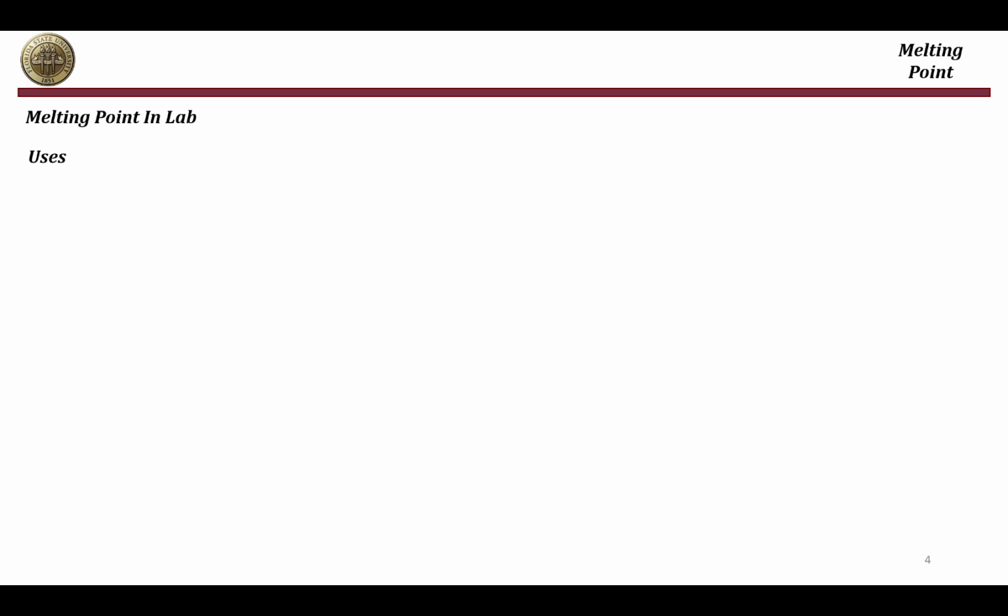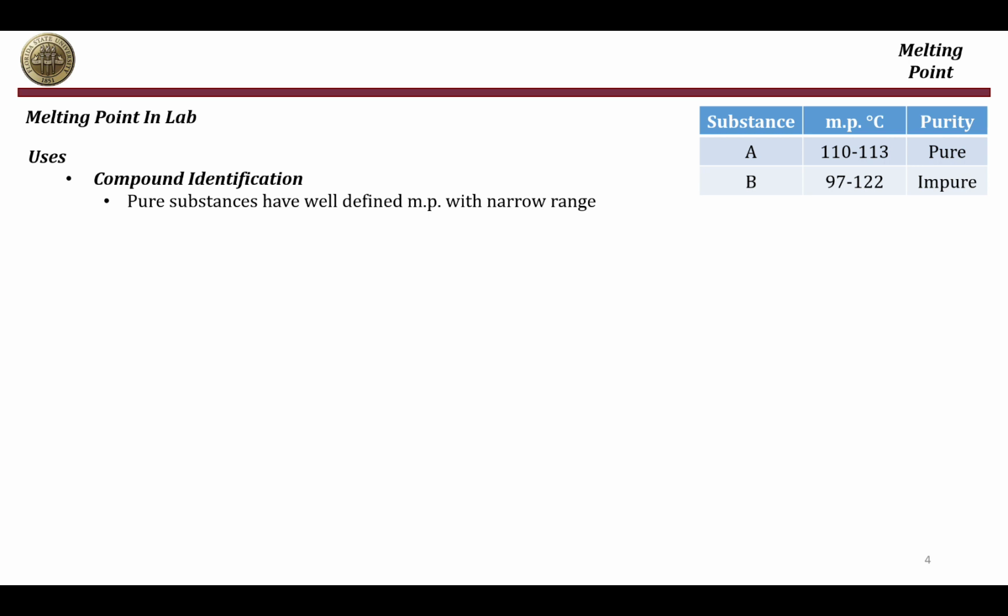So why do we measure melting points in the lab? First of all, sometimes we use it to identify compounds. Since melting points of pure substances are well defined and known, and they have a very narrow range, if you are given an unknown compound and you are asked to identify it, by measuring its melting point and then comparing it to the literature values, you can identify this compound.